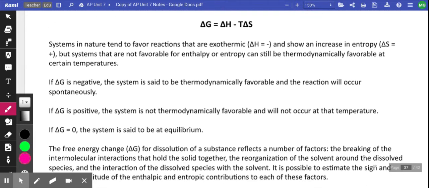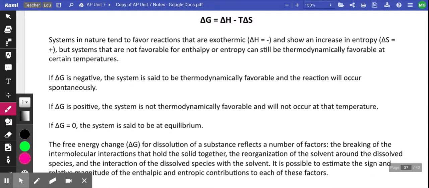Systems in nature tend to favor reactions that are exothermic with a negative delta H, because in order for a reaction to be considered thermodynamically favorable, that delta G should be negative. So if delta H is negative, well, that is most of the time going to show me a negative delta G here. But with that negative delta H, I also should have an increase in my entropy, meaning that delta S should be a positive value. Because if I'm taking a negative delta H and subtracting a positive value from it, that's always going to give me a negative delta G here, which will be a favorable reaction. But there are systems that are not favorable that can become favorable at specific temperatures.